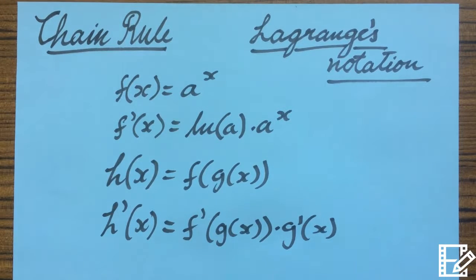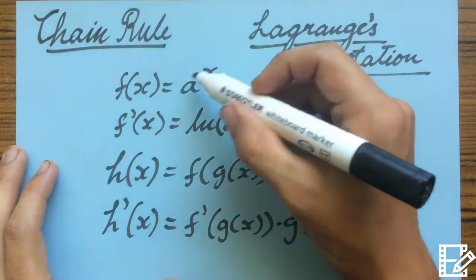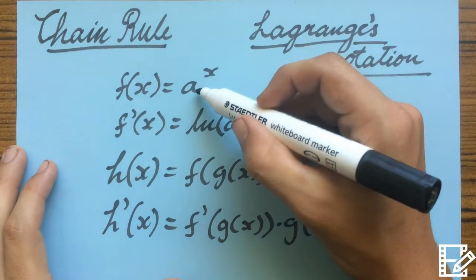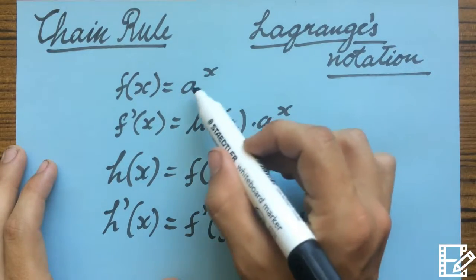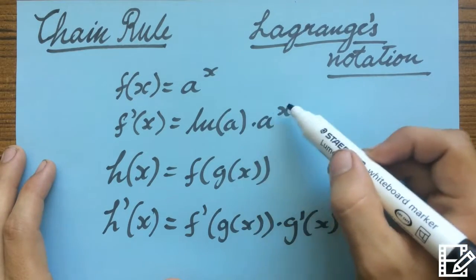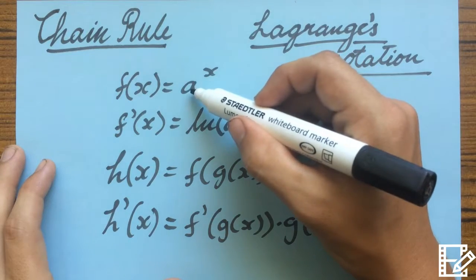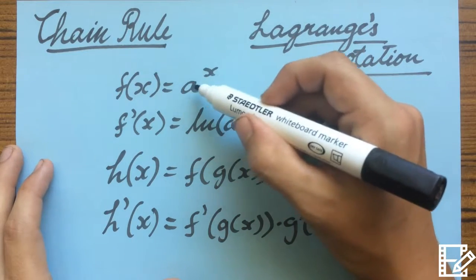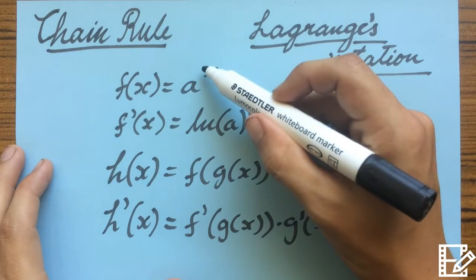Exponential derivatives, chain rule, Lagrange's notation. So, when you have an exponential, in this case we're working with a to a power of x, when you derive that, you get ln of a multiplied by a to the power of x. So, a is a number, like 7, 6, 10, 1000, and it's to the power of an unknown. That's why it's x.